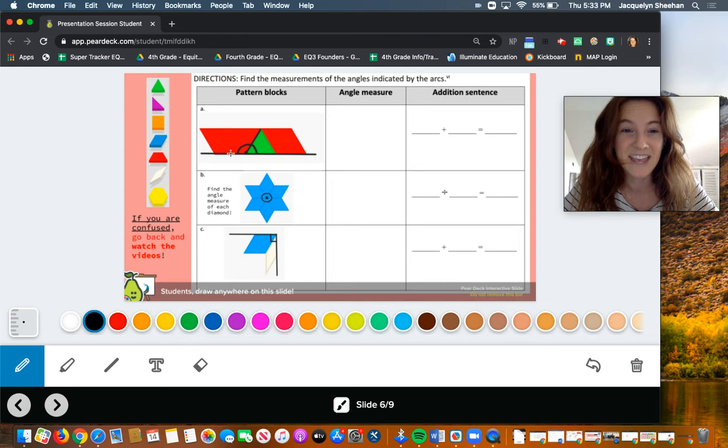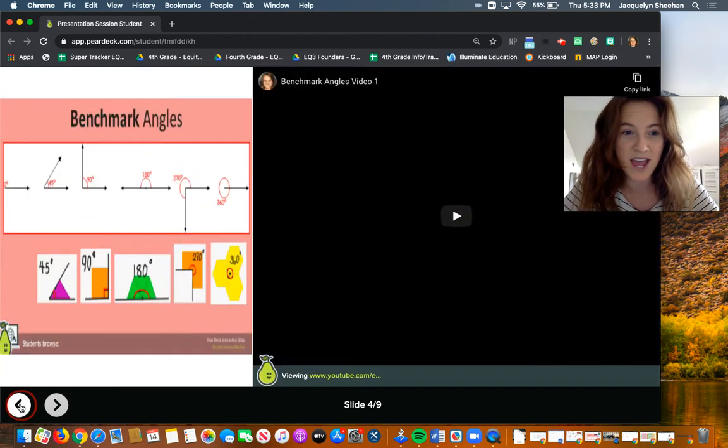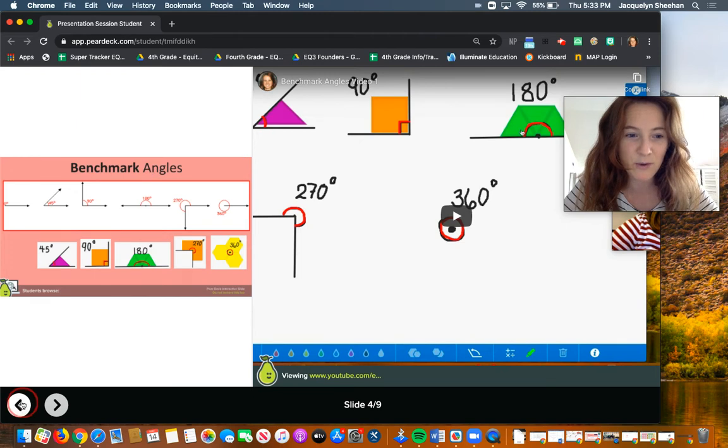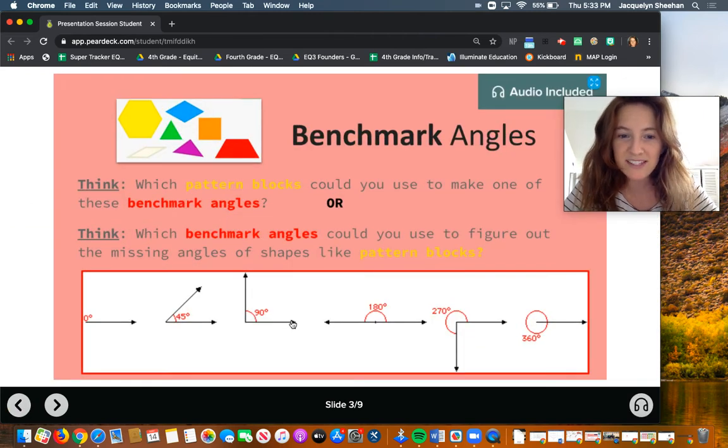Okay, this first problem, and for all of these angle measures, I should have made this more clear. I was looking for the benchmark angle, that angle that hopefully you're starting to memorize. So I put some of them in my video. There was also a big slide of it. These angles should be locked in your brain. So when I say 360, you know what you're picturing, the full circle. If I say 180, you're picturing a straight line. If I say 90 degrees, you're picturing a square corner.